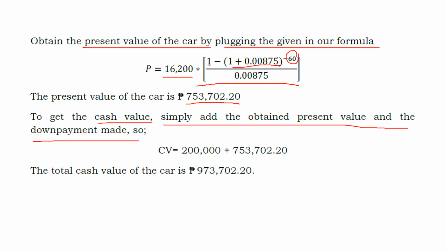We just simply add your down payment, which is 200,000 pesos, plus the present value of the car, which is 753,702.20 pesos. So the total cash value of the car is 973,702.20 pesos. That will be the total cash value of that car.